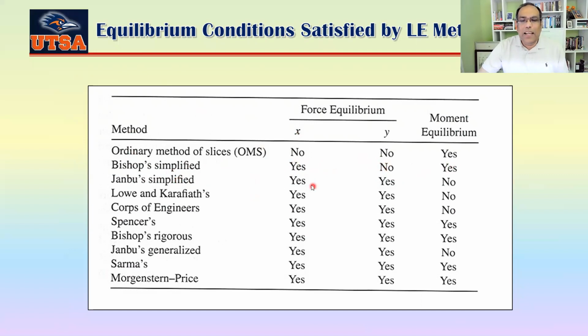Okay. Similarly, you can see these three methods don't do the moment equilibrium. So Spencer's method, Bishop's rigorous method, then Sarma's method and Morgenstern-Price method. These are the four methods. They satisfy all the three equations, okay? So basically that's why they're usually more accurate, but very difficult to do with hand calculation, okay?